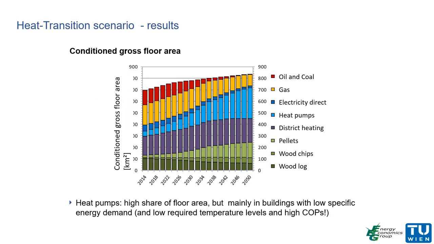This slide shows now a similar picture as before, but not for final energy demand, but for conditioned gross floor area. And we see that a high share is covered by heat pumps, but we also have a remaining smaller share of gas, a growing share of district heating, and a slightly growing share of biomass as well. The heat pumps show a higher share of floor area compared to the share of final energy demand, which means that they are mainly installed in buildings with low specific energy needs or higher energy performance, and thus achieve higher COPs. Next slide, please.